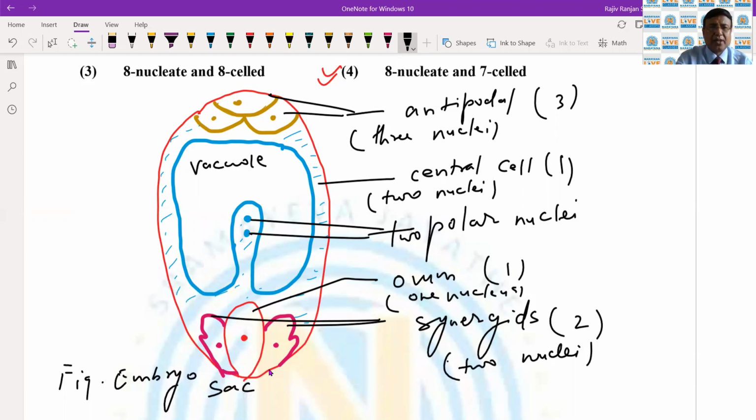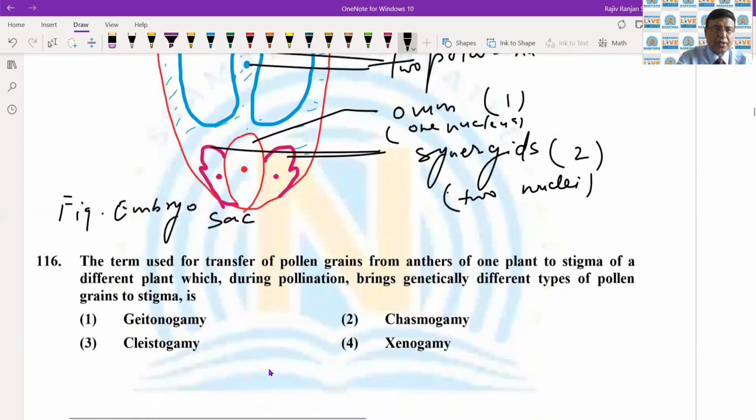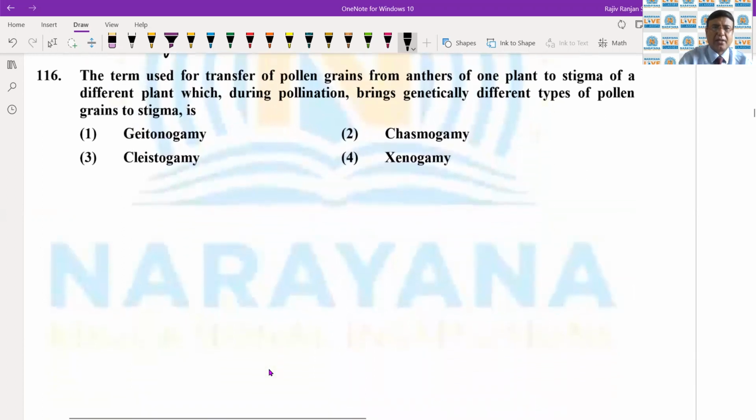Okay, so let's now see the next question, question number 116. The term used for transfer of pollen grains from anther of one plant to the stigma of a different plant, which during pollination brings genetically different types of pollen grains to a stigma, is called: 1. Geitonogamy, 2. Chasmogamy, 3. Cleistogamy, and 4. Xenogamy. So the correct option is 4. Xenogamy. Xenogamy is another name for cross-pollination.